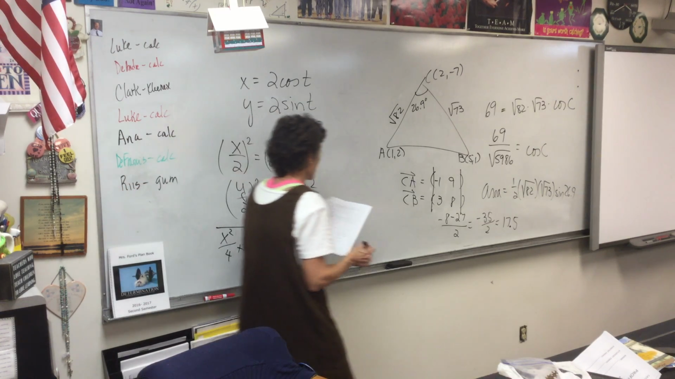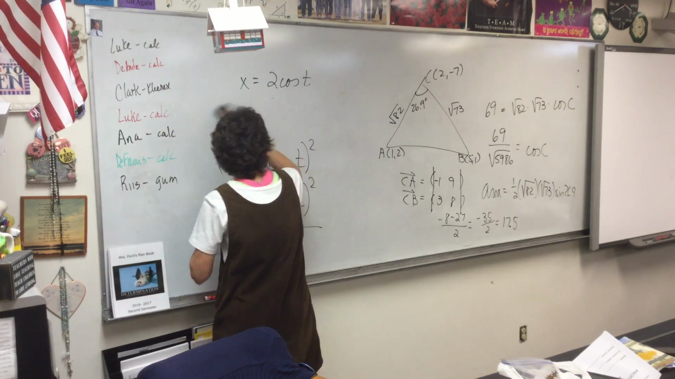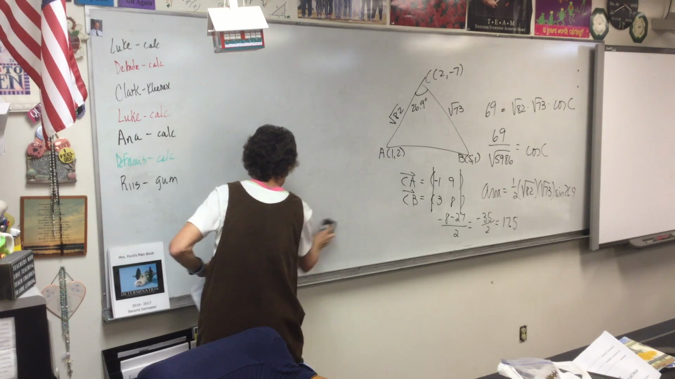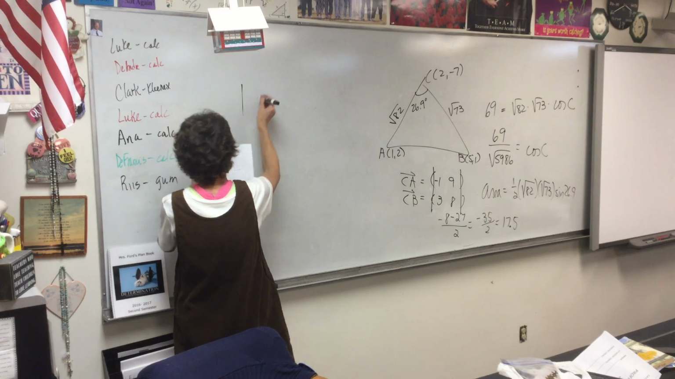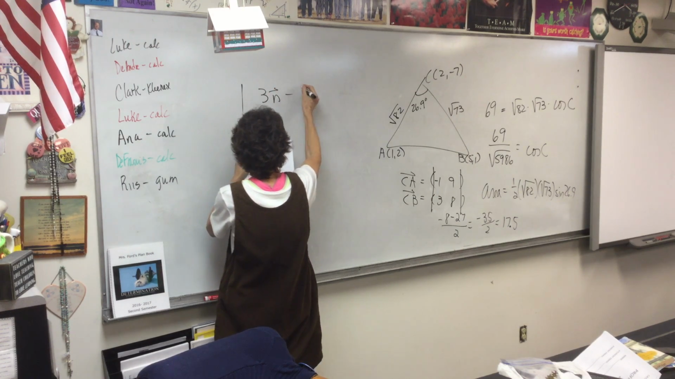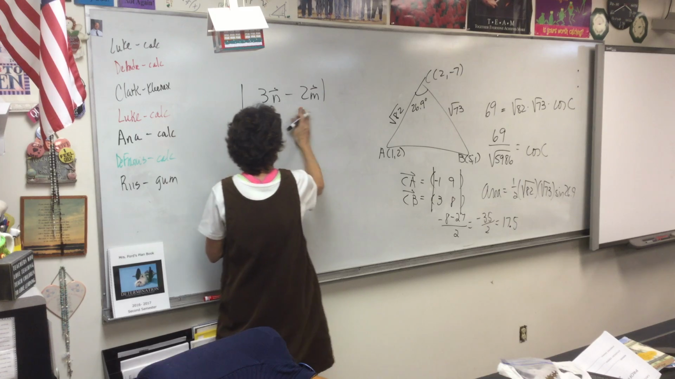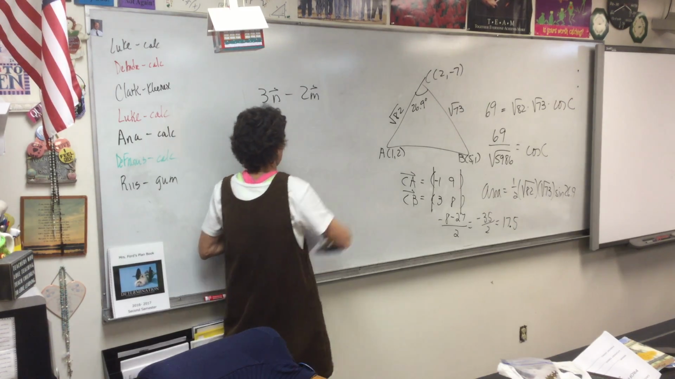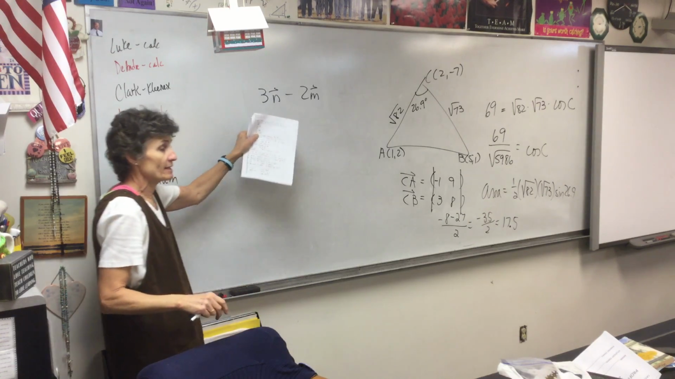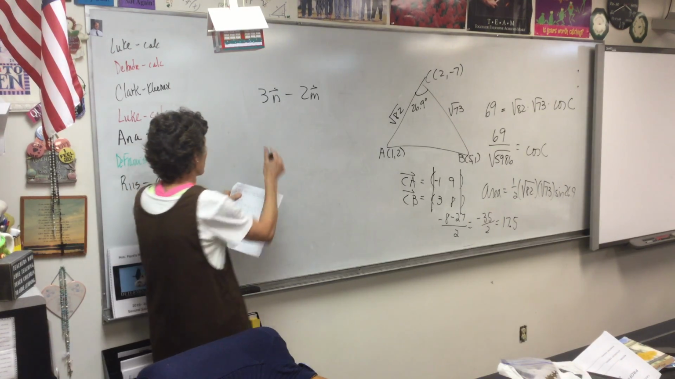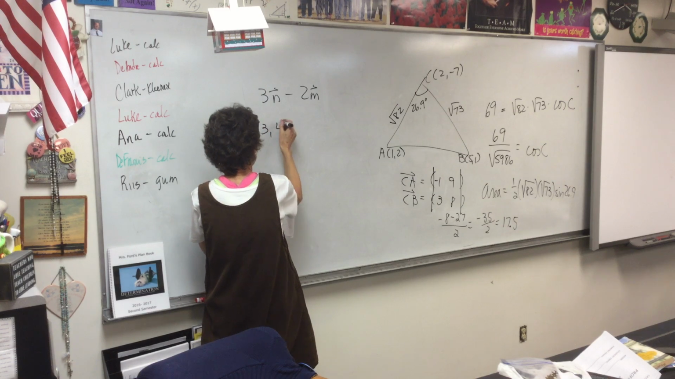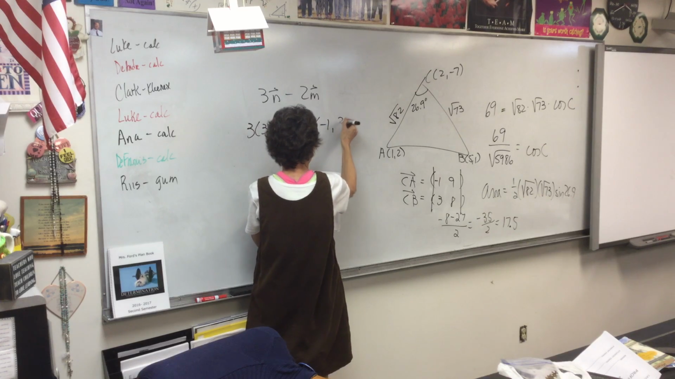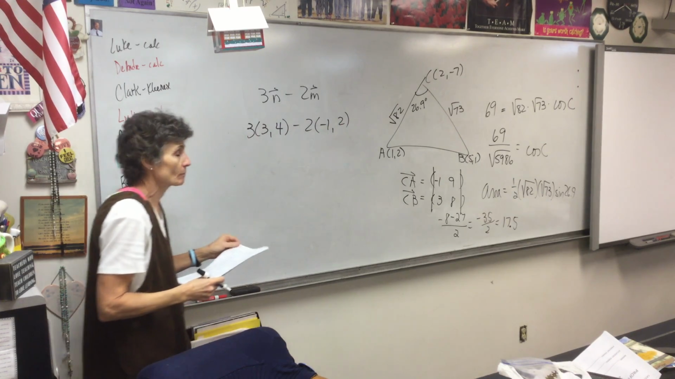2E. First of all, you treat the absolute value symbols, which are the magnitude symbols, like parentheses, so you're going to evaluate everything in here first. So we're going to forget about those for a moment, and we're going to evaluate this. So that'll be 3 times 3, 4, minus 2 times negative 1, 2.